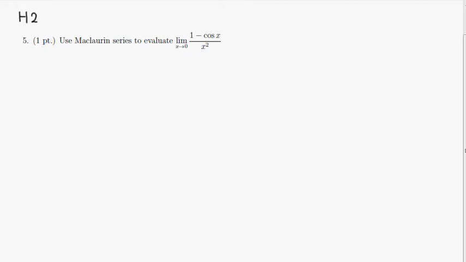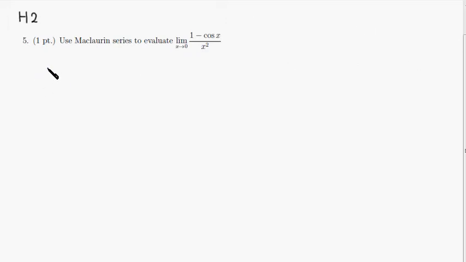Okay, let's look at homework number 2, problem number 5. We want to use the Maclaurin series of cosine to find the limit as x approaches 0 of (1 minus cosine of x) over x squared. Alright, so let's do that.